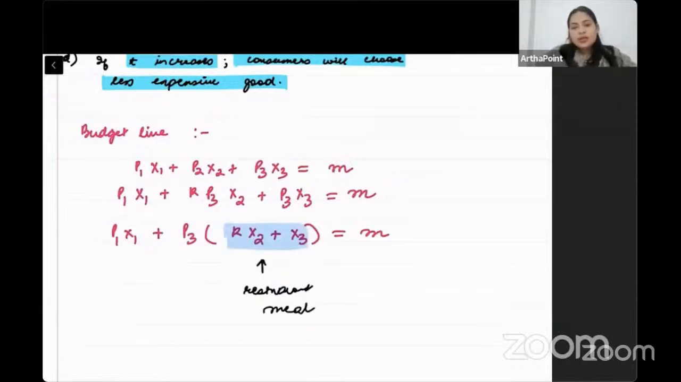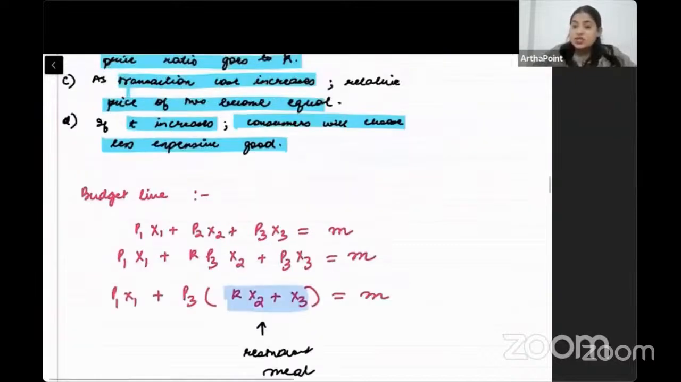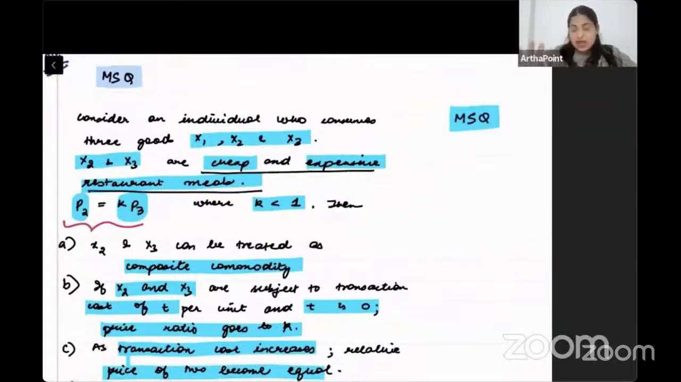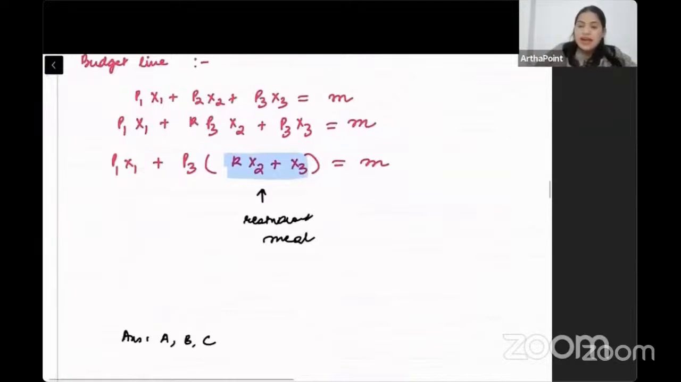तो इससे तो फर्क नहीं पड़ता ना कि रेस्टोरेंट मील में एक्सपेंसिव ले रही हूँ या चीप ले रही हूँ. Does not matter. They have told that these are cheap and expensive restaurant meals. These are just meals. खाना ही है रेस्टोरेंट का. One time it is a cheap restaurant meal and one time it is an expensive restaurant meal. So beta, I can go ahead and say that this is some other good. ये good शायद पेट्रोल भी हो सकता था, ट्रांसपोर्ट भी हो सकता है, कुछ भी हो सकता है, क्लोथिंग भी हो सकता है. This is one type of good.